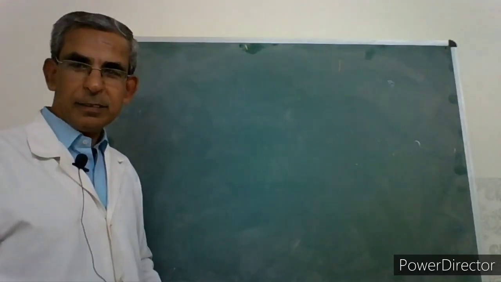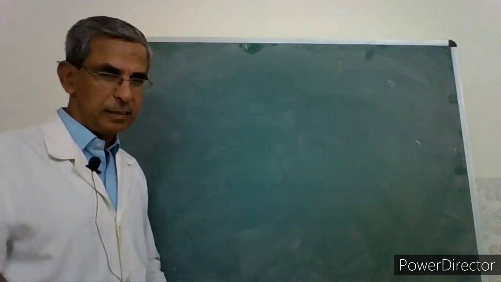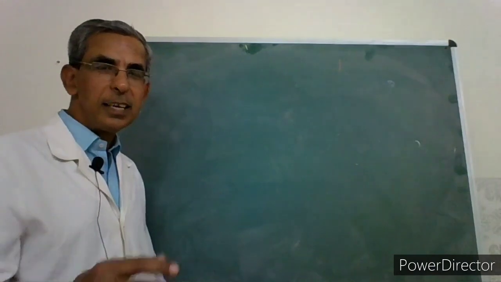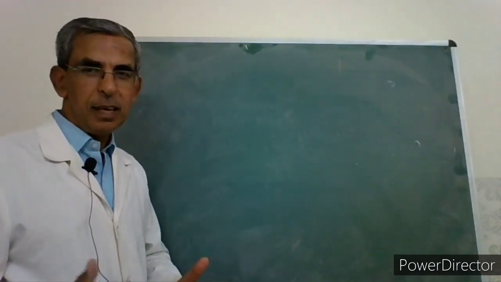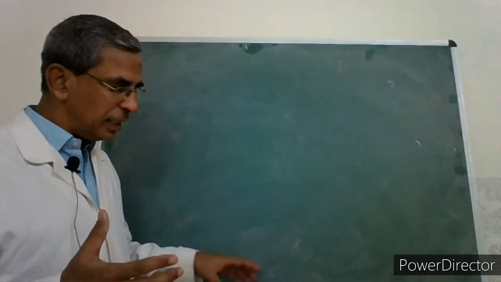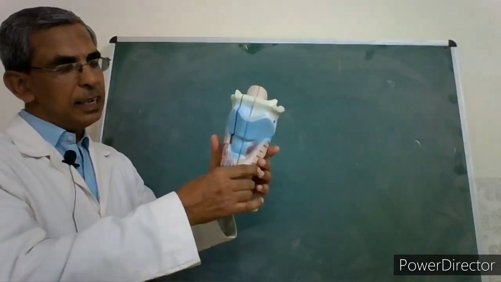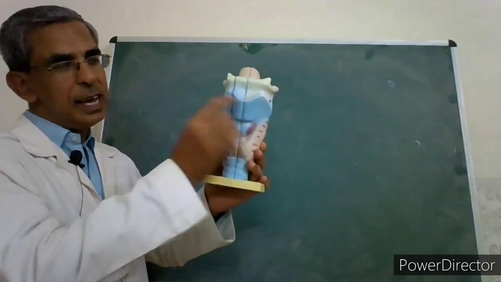So, dear friend, today we will discuss the anatomy of the thyroid gland. As you know, the thyroid gland is an endocrine gland and is one of the endocrine glands of our endocrine orchestra. This thyroid gland is present in the neck, in front of the trachea, and by the side of the trachea and by the side of the larynx here.